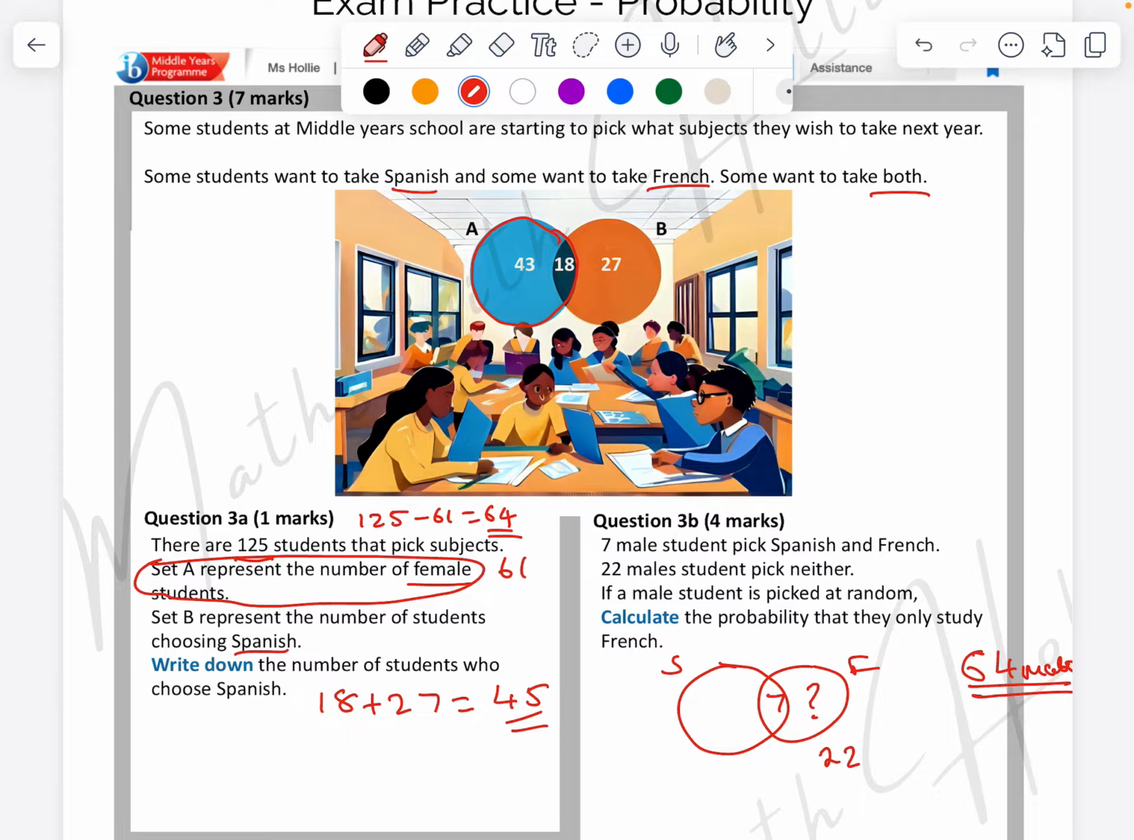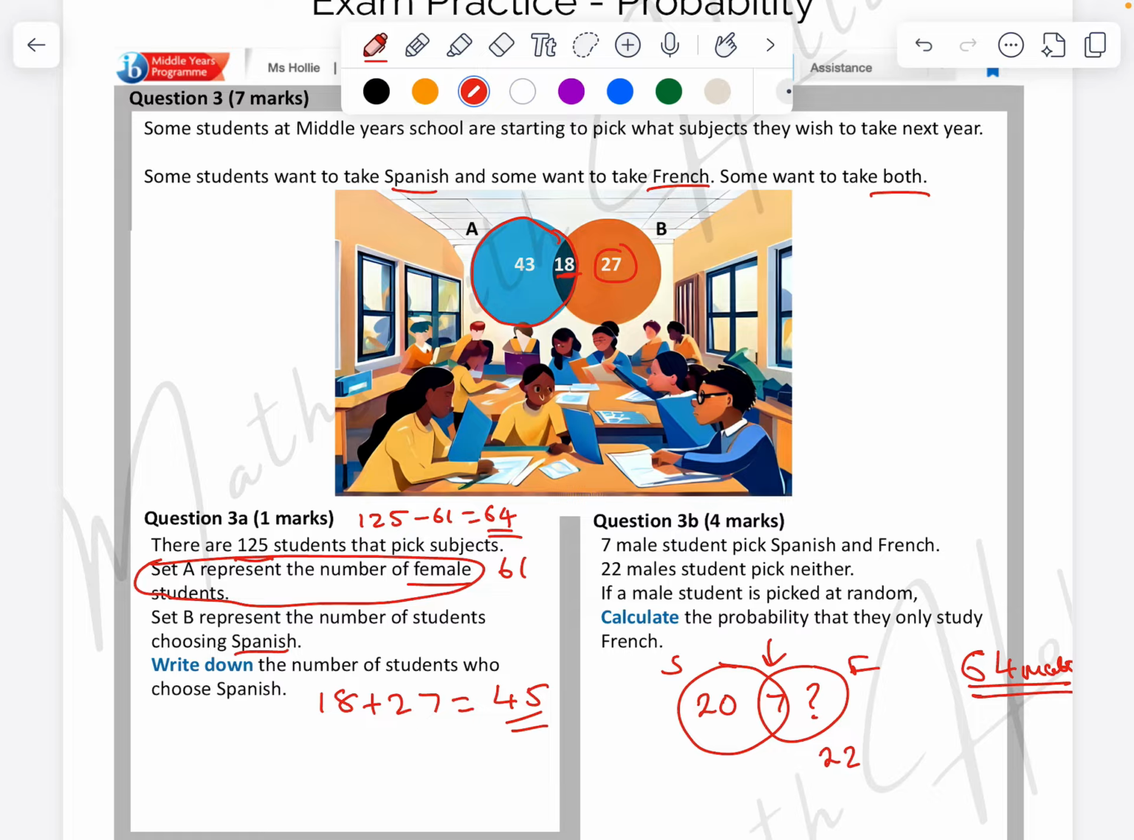Then it says that this was talking about the number of Spanish. So in this Venn diagram, 18 students who done Spanish were female. So that means 27 were male. So in the Venn diagram, there's already 7 in the Spanish section. So that means I need to put 20 here because there's 27 males that do Spanish.